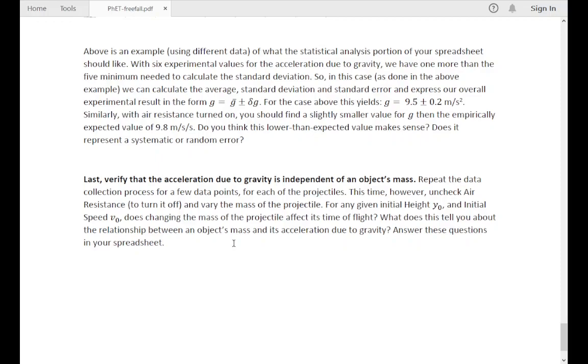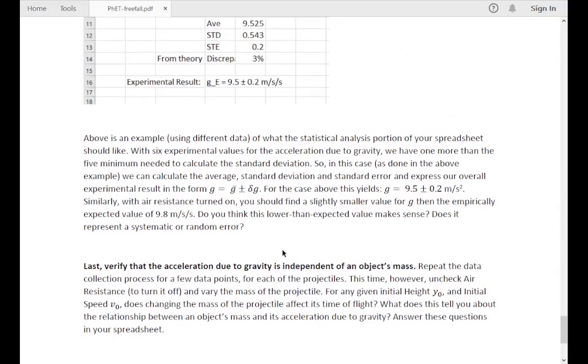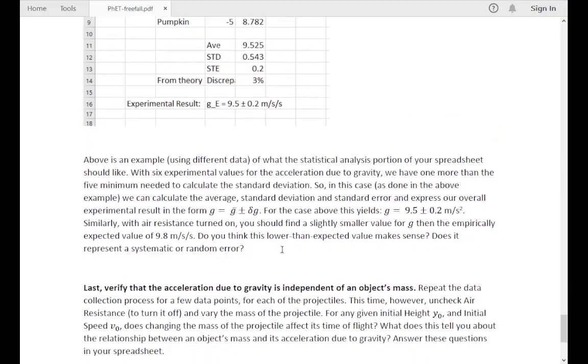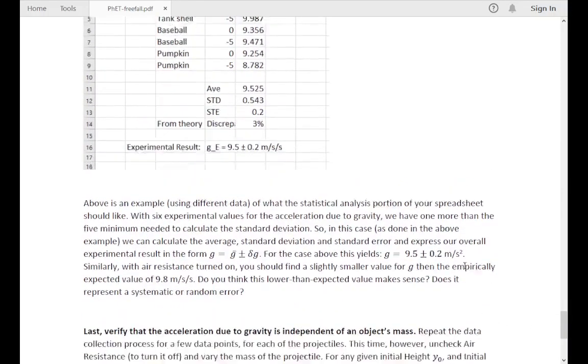Try shooting the same object. It's the exact same object. It has the exact same volume and shape and size, but it just changes its mass. So you fire it and see if that affects the motion of the projectile. See what you find out. What do you think you should find? See what you get, and see if that shows that the acceleration due to gravity is independent of an object's mass.